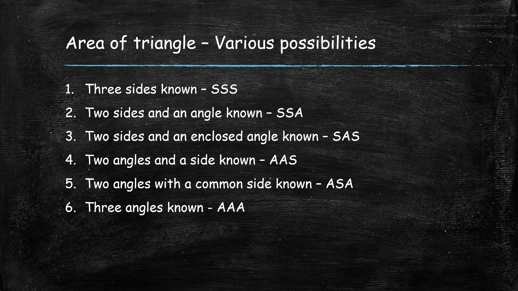So 3 sides known, we call it SSS. 2 sides and an angle known, we call it SSA. 2 sides and an enclosed angle known, we call it SAS. 2 angles and a side known, we call it AAS. 2 angles and a common side known, we call it ASA. 3 angles known, we call it AAA.